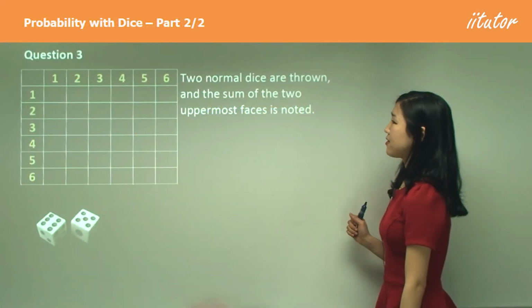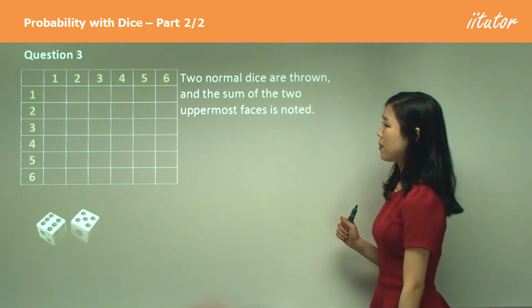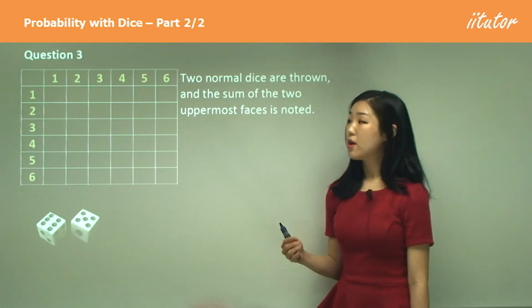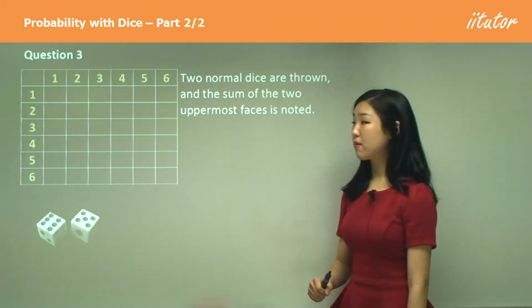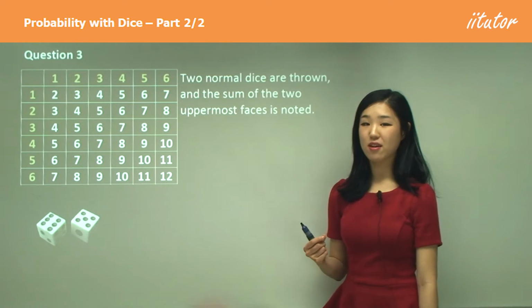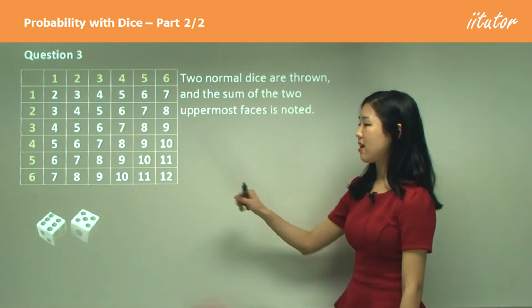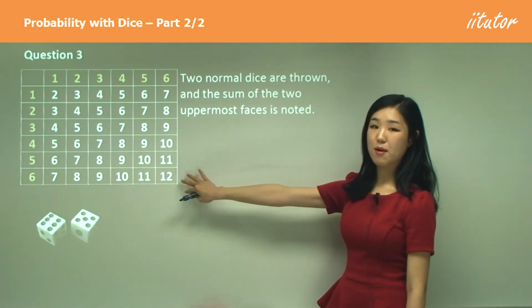Two normal dice are thrown and the sum of the two uppermost faces is noted. So this time we're specifically going to look at the sum. Again, that's my table and I'm going to fill it up by adding out the outcomes. So 1 plus 1 is 2, 1 plus 2 is 3, etc. I'm just adding out the outcomes and these are the outcomes that I have.